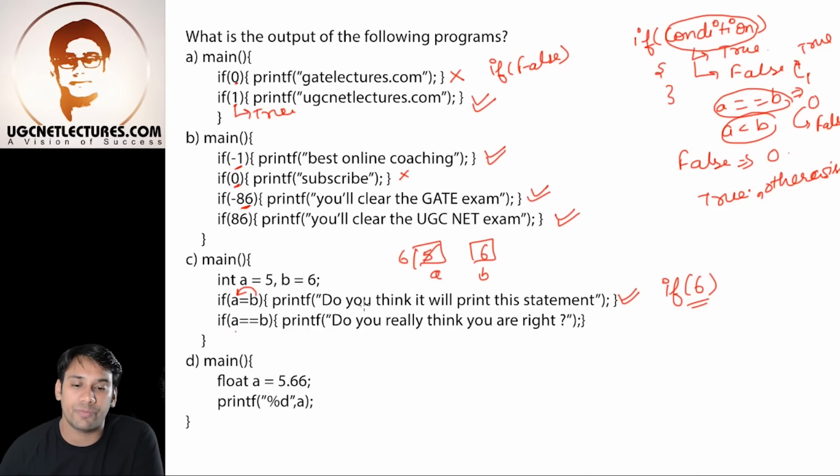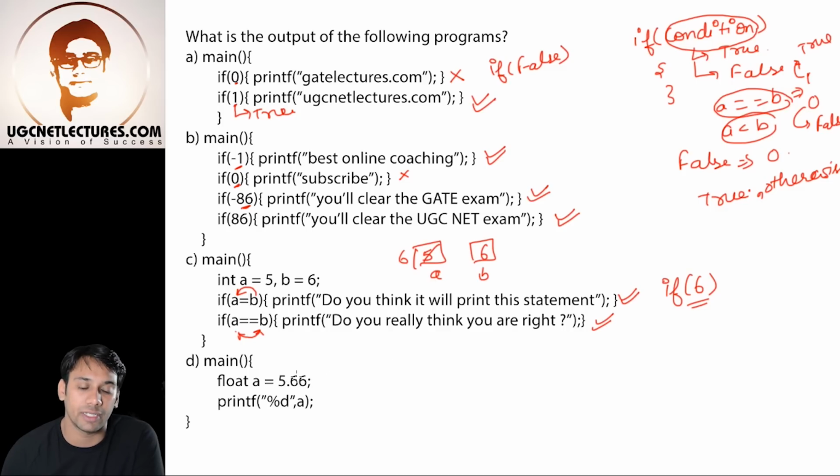Okay, now the value of a is 6 and the value of b is also 6. That means the value of a has now changed. So now if we execute if a double equals b, that means we are comparing their values, and their values are equal, therefore this statement becomes true, therefore this will be executed.